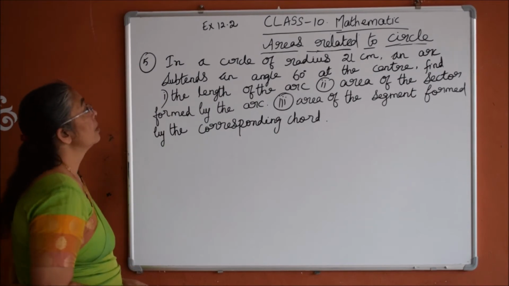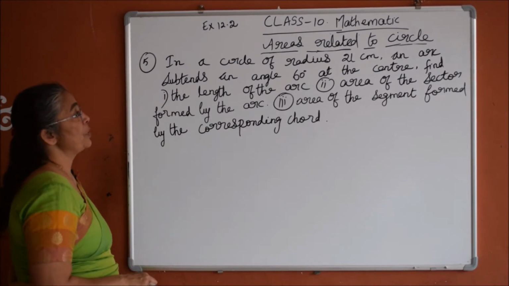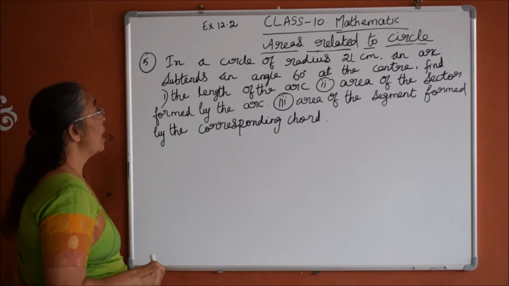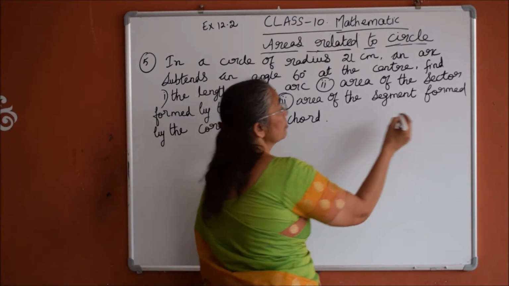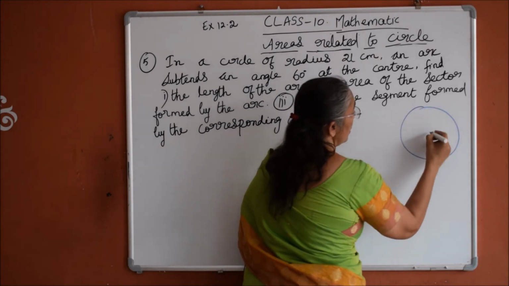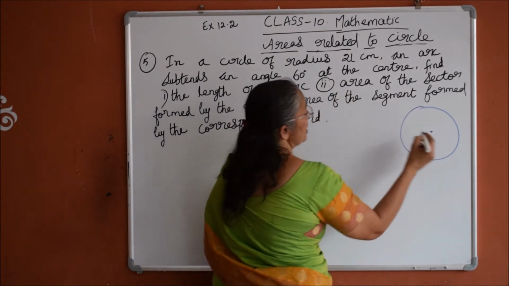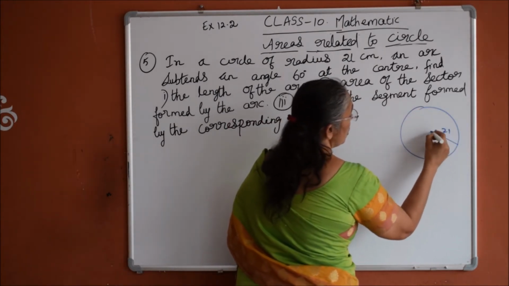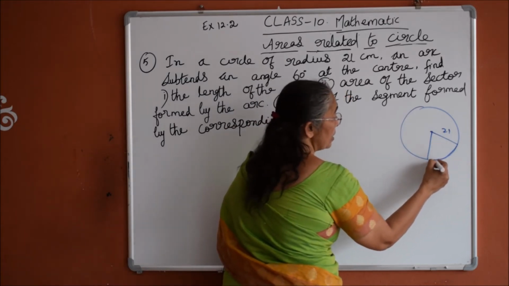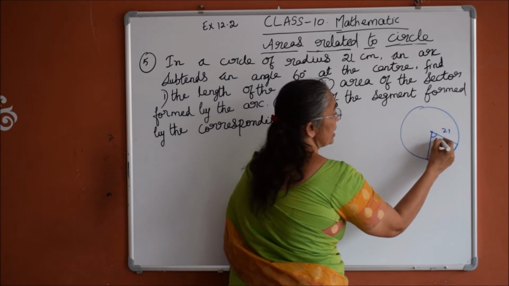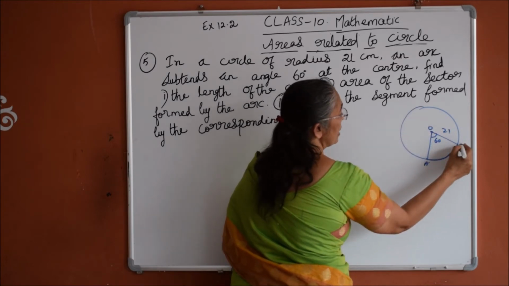Fifth problem: in a circle of radius 21 centimeters, an arc subtends an angle of 60 degrees at the center. So, the circle radius is given as 21 centimeters. This is an arc which is subtending an angle of 60 degrees at the center. Let OAB be the arc.